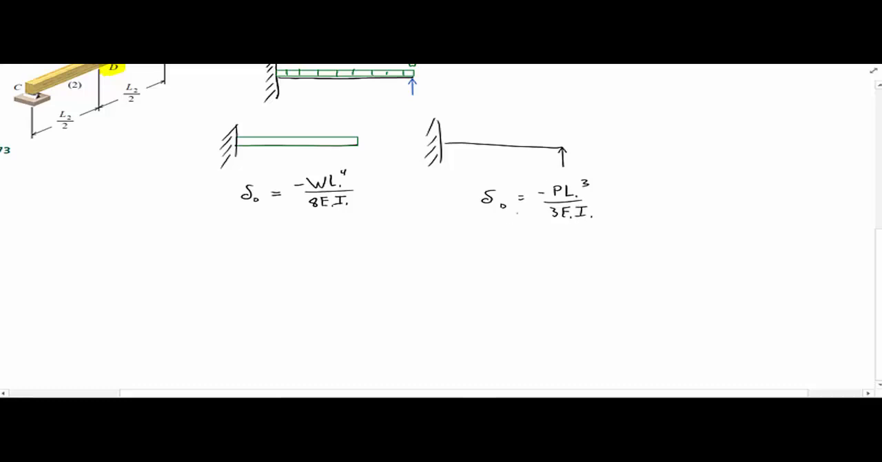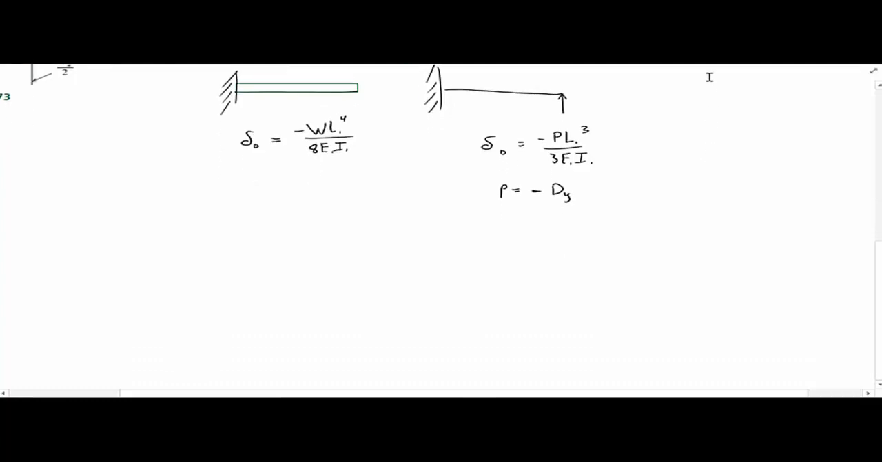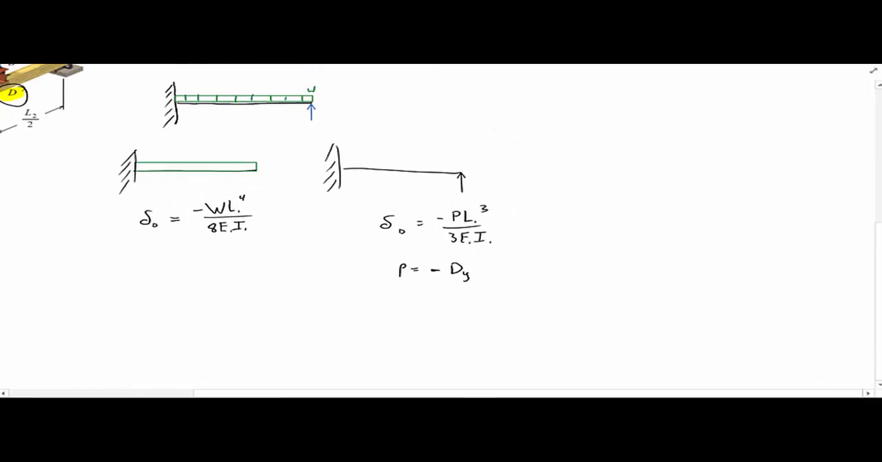We need to note that P equals the reaction occurring at this point delta. If we were to draw a free body diagram of the timber beam, P is going to be negative the force in the y direction at D. So going back to our simply supported beam, we're pretty much done with this. Let me leave it in units right now. But let's look at our simply supported beam.